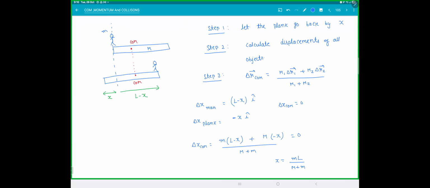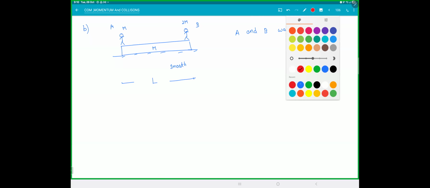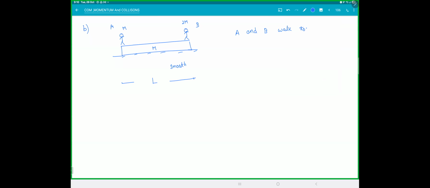So the method I taught you here now is a very generalized form. I can put even 20 objects and this will still work. For 2 objects, it looks pretty silly and easy, but if you have more objects, you will realize. Walk towards each other and exchange positions. Find the distance moved by the plank.